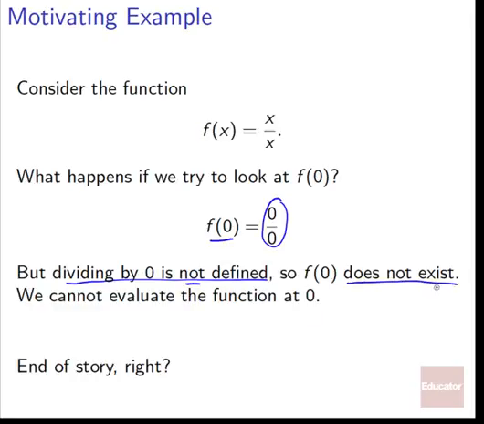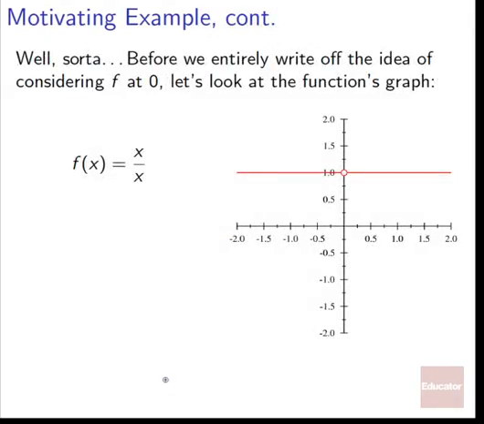Therefore, we cannot evaluate the function at 0. f of 0 is not a thing, right? We can't do anything with it. And that's the end of the story, right? Up until now, that would have been the end of the story. Okay, sorta. It's kind of the end of the story on what f of 0 is. But before we entirely write off the idea of considering f at 0, considering how f and 0 interact, let's look at the function's graph.